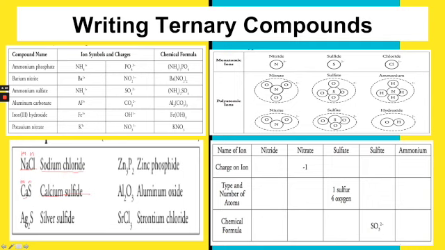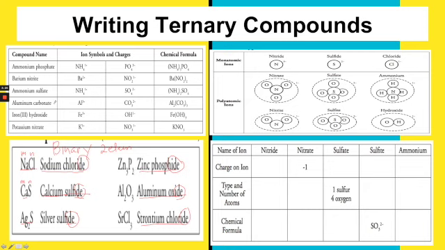Calcium sulfide, silver sulfide, that's binary. Zinc phosphide, another binary. Aluminum oxide, and strontium chloride. The suffix ends with IDE. It's all ends with IDE. The first syllable is the same, but the last part ends with IDE. That's binary. So, a binary compound is made of two different elements, one metal and one non-metal.